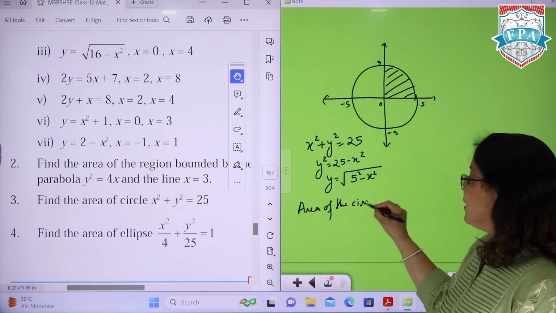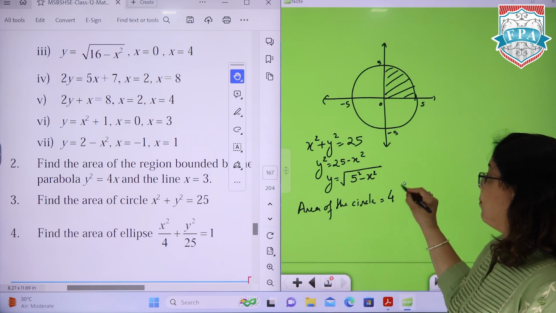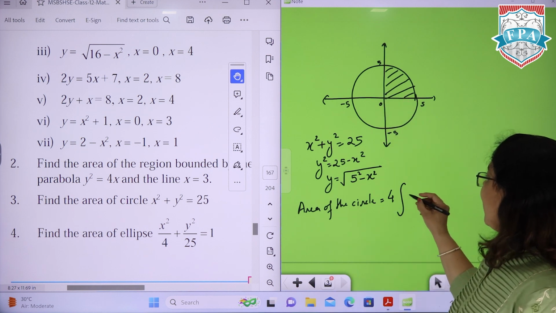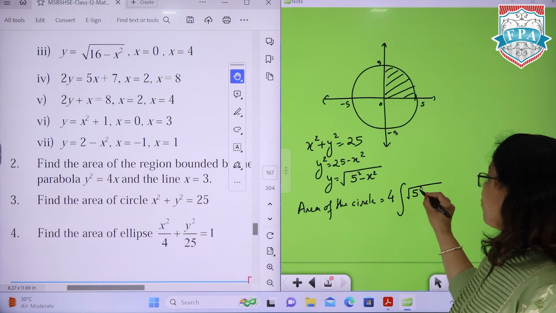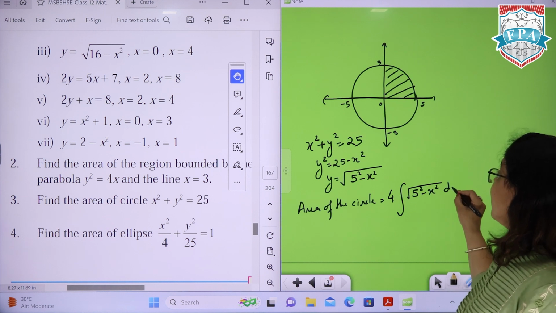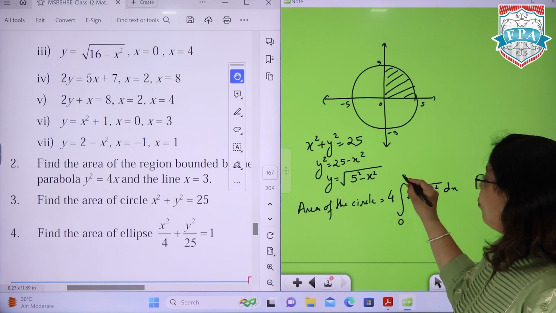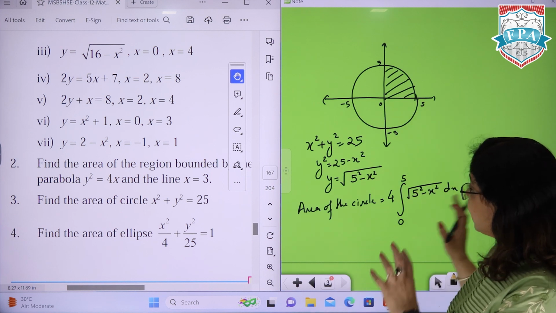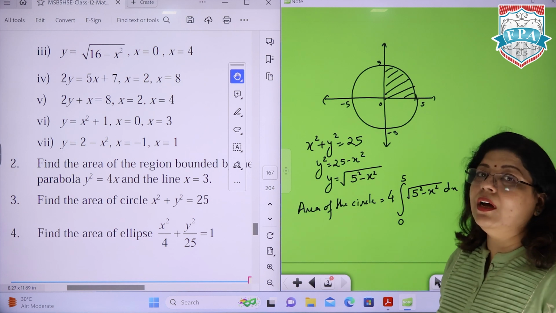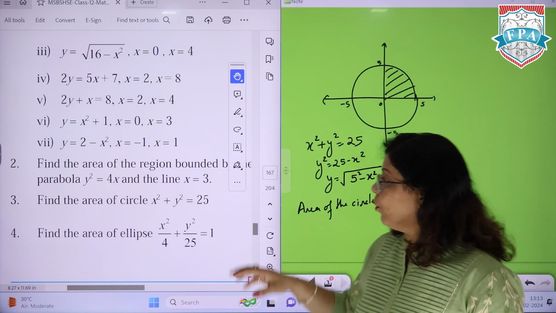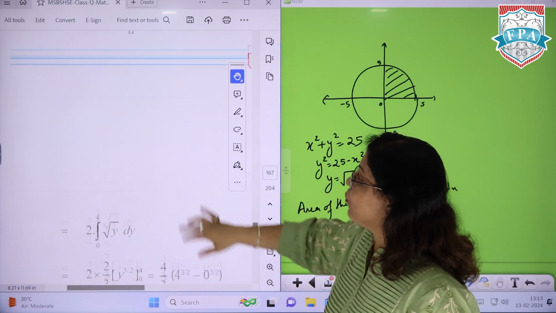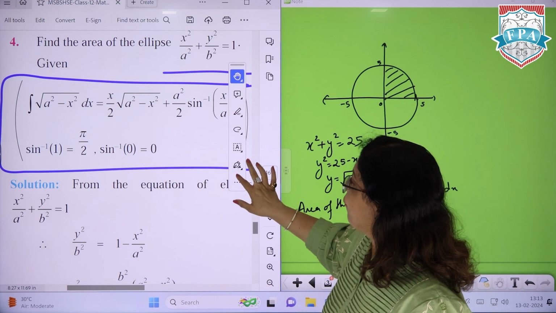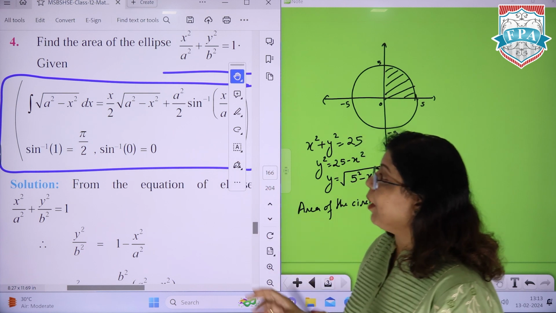This is coming as 4 times, because these 4 parts are of the same equal area, 4 times under root 5 square minus x square dx, and limits will be 0 to 5, because this is 0, this is 5. Once you get this part, then you have to come to the formula which was given to you earlier, that was dealing with the sine inverse thing. I'm just putting the formula here for your reference again, so that you know which one I'm applying.